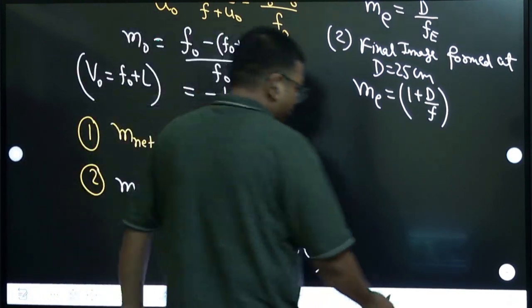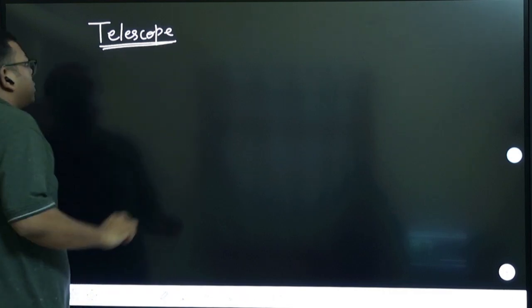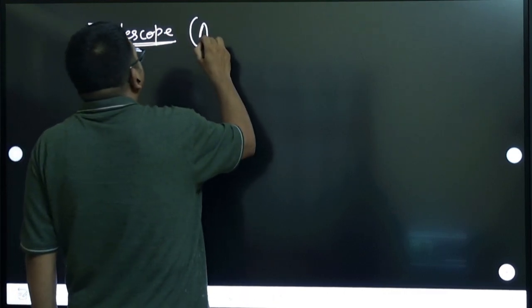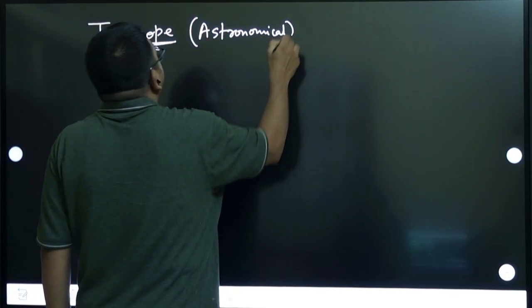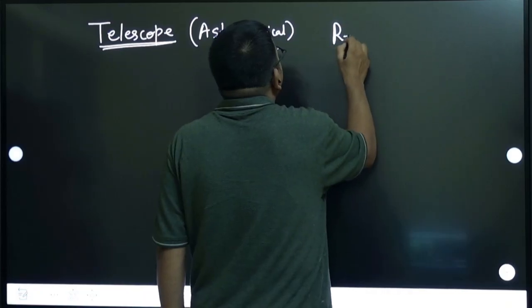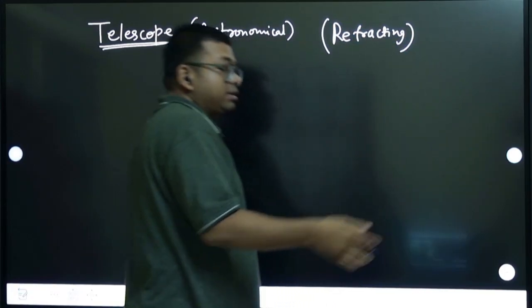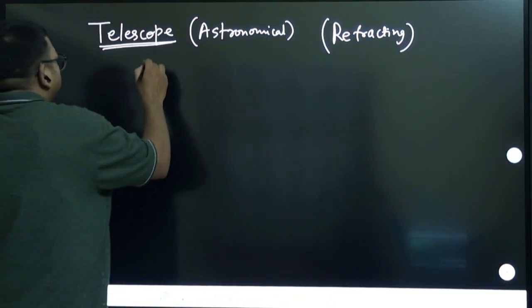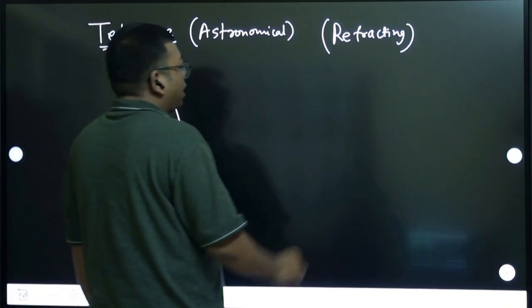Telescope. Here we are talking about astronomical only. Astronomical telescope. And in this telescope, we are talking of first refracting telescope. Refracting because we are using lenses. Lenses are used. So in this case, this is big like this, and this is small.